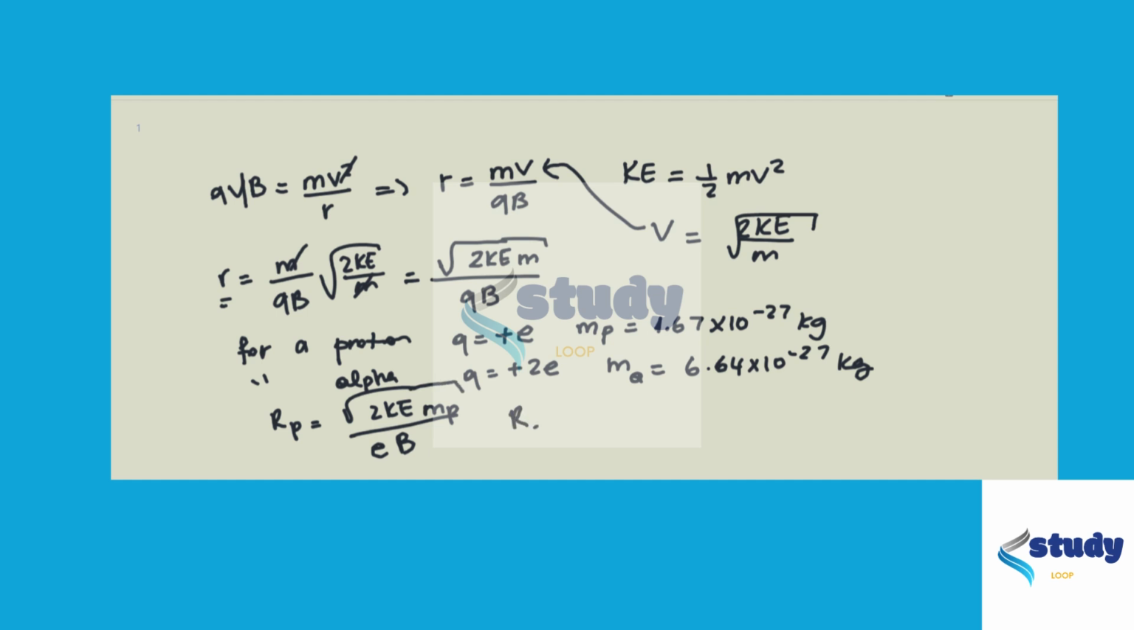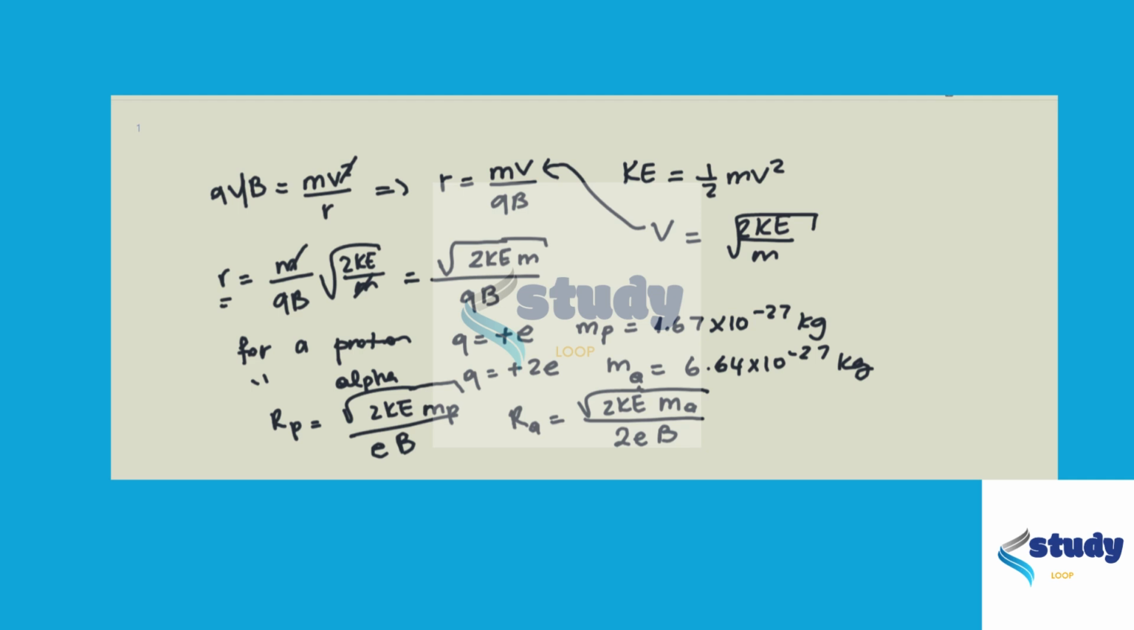Okay, now let's calculate the orbital radius for an alpha particle. Then it would be the square root of 2 times the kinetic energy, that being the same kinetic energy given to us in the problem, times the mass of the alpha particle, divided by twice the charge of a proton times the same magnetic field. Again, this information is given to us in the problem. The magnetic field is constant for both. It is the same for both.